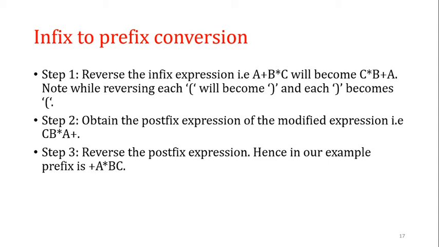First we have to reverse the infix expression. That is, A plus B star C will become C star B plus A. Just reverse that. While reversing, opening brackets become closing brackets and closing brackets become opening brackets. That's the thing we have to consider. Then we perform the postfix conversion and obtain the postfix expression of the modified expression. So C B star A plus will be the postfix. Finally, we reverse the postfix expression. Hence, in our example, it becomes plus A star B C.